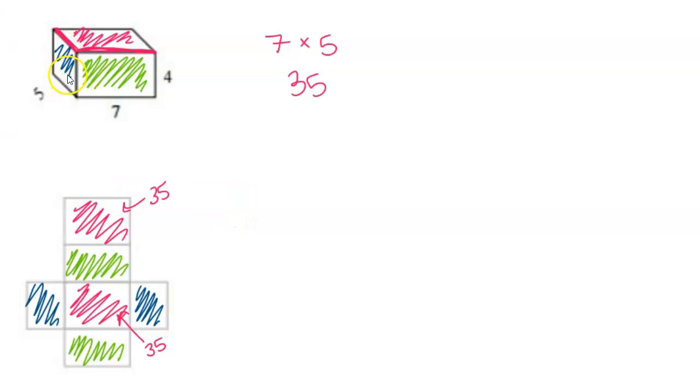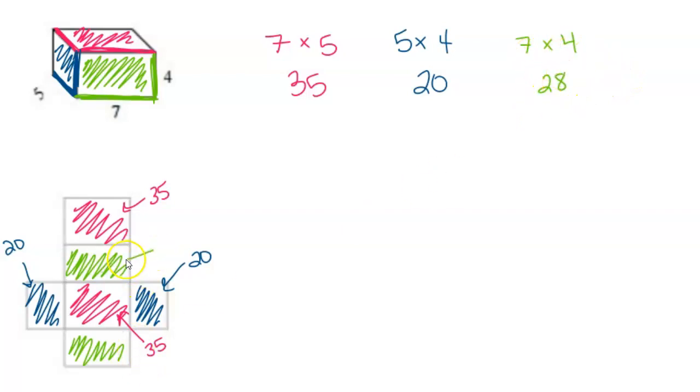Okay, let's do the blue. So the blue, I need to know how wide it is, or one side of it, which is 5, and then how tall it is, which is 4, because that's referring to those up and down sides. So this is 20. So each blue side is 20. And now let's do the green. The green, how wide is that shape? 7. And how tall is that shape? 4. And 7 times 4 is 28. So that means each one of these greens is 28.